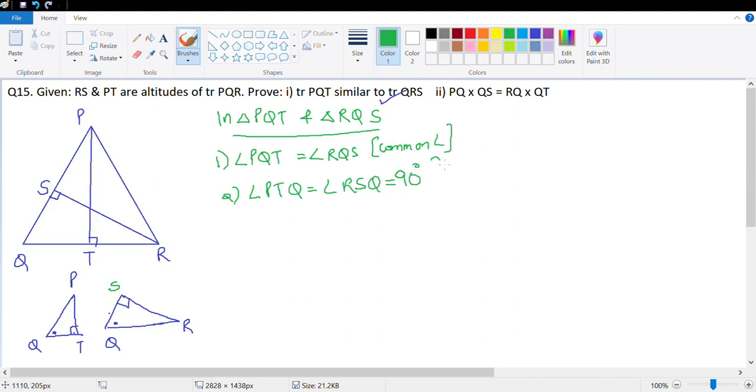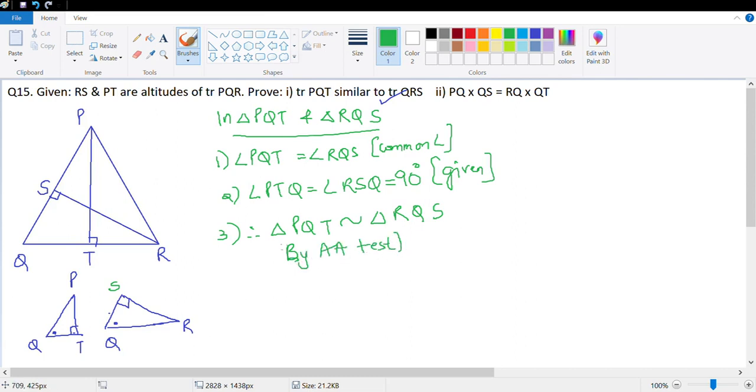This is given. So what we get is, therefore, triangle PQT is similar to triangle RQS, P is with R, Q is with Q, and T is with S by AA test. What this gives us is, if I write my CSST, so this was my first part of the question, hence proved.